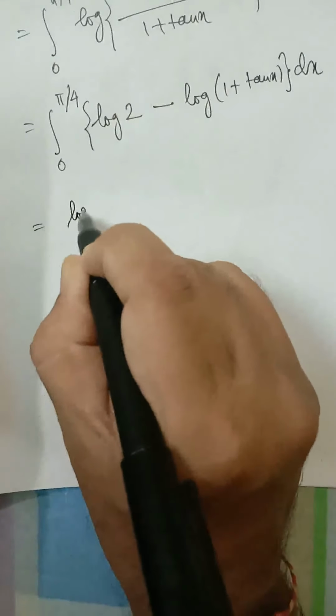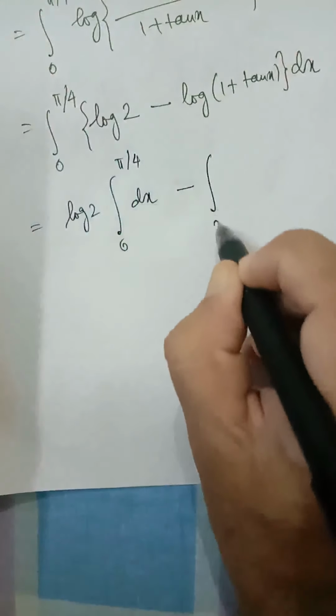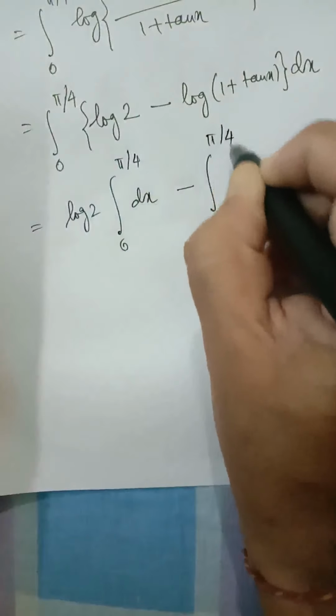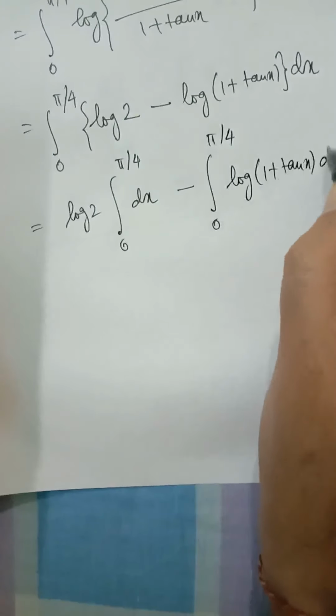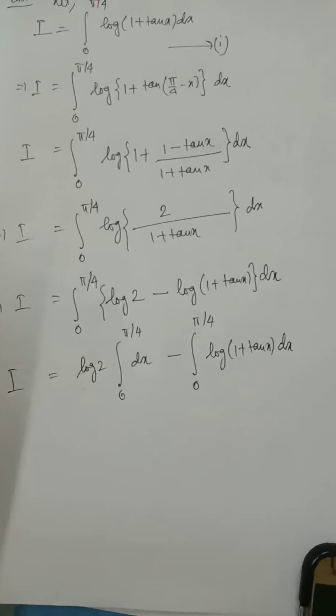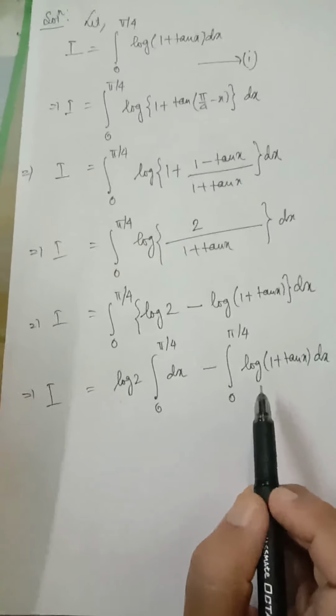Log of m by n is log of m minus log of n. Now I will separate the integrals. Log 2 is constant, so I will write log 2 times the integration of 0 to pi by 4 dx, minus the integral from 0 to pi by 4 of log of 1 plus tan x dx. Okay, this is our I. I equal to this.